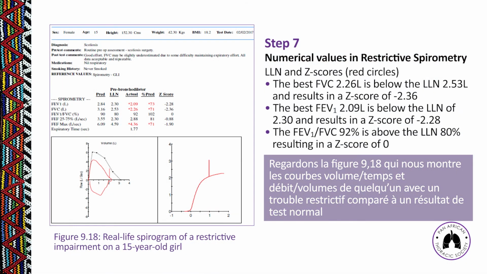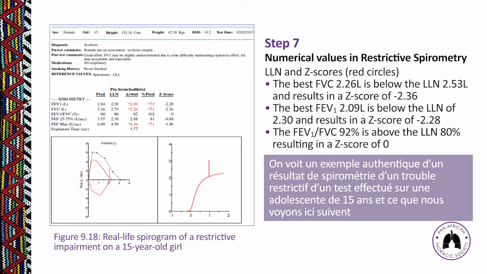Have a look at figure 9.18. This shows a volume time and flow volume graph of someone with a restrictive impairment against a normal test result. Looking at a real-life example of a spirometry test result of a restrictive impairment. This one is on a 15-year-old girl, and what we're seeing here is the following.